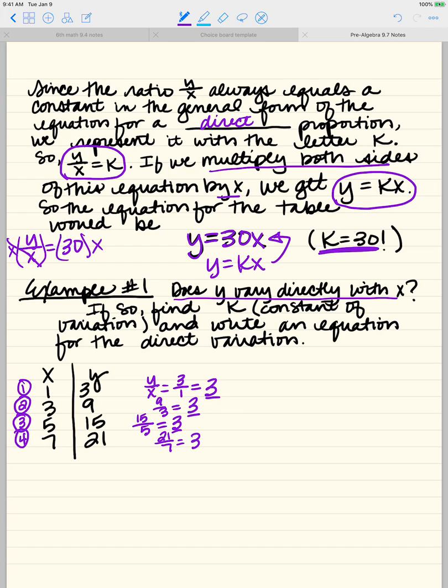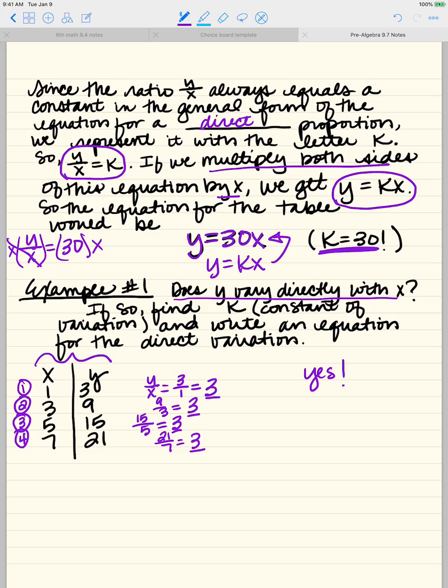We have a constant of variation here. It is the same between every one of our pairs. That means in this table, y varies directly with x. So the answer is yes. This does represent a direct variation.